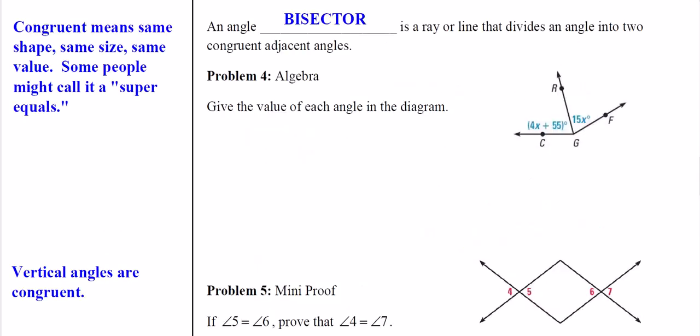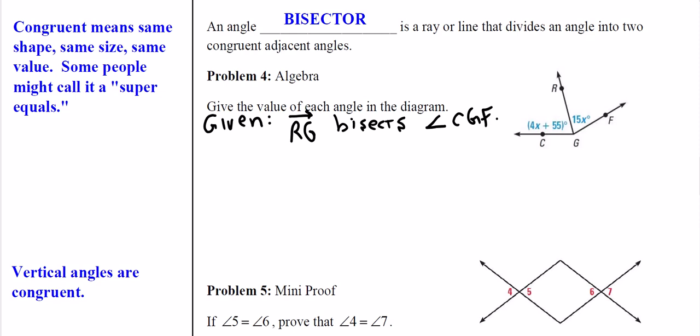We've discussed before the idea of the bisector. So in other cases we had a midpoint was a bisector, lines could be bisectors, and rays in particular are bisectors, especially when it comes to angles. So an angle bisector is a ray or a line that divides an angle into two congruent adjacent angles. And this proves very beneficial in proofs and also in algebra.